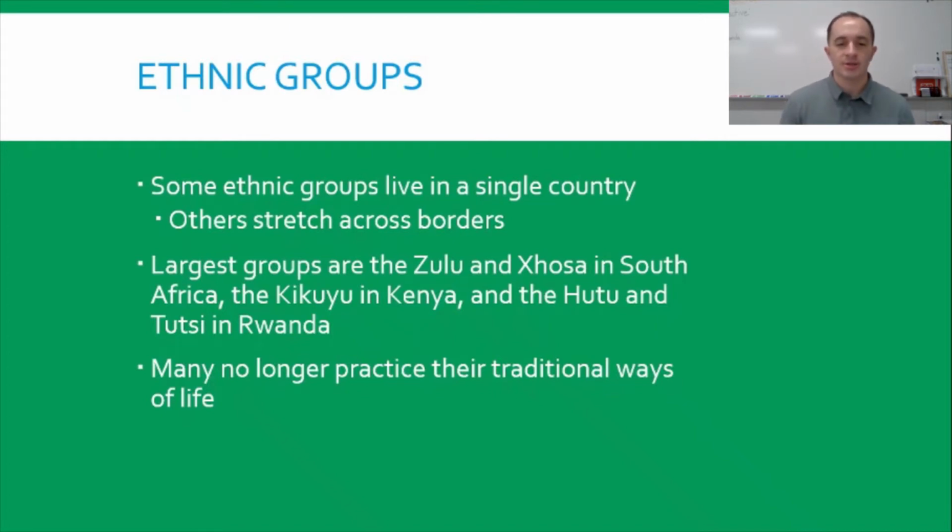So the largest groups in the area are the Zulu and the Xhosa in South Africa, the Kikuyu in Kenya, and the Hutu and the Tutsi in Rwanda, which we're going to talk about later on, I think on Wednesday. Many no longer practice their traditional ways of life. So the traditional ways of life, that being farming and raising cattle or one specific type of agriculture, they no longer practice many of those ways of life and have moved on to more modern things like living in cities and adopting different ideas and gaining education.